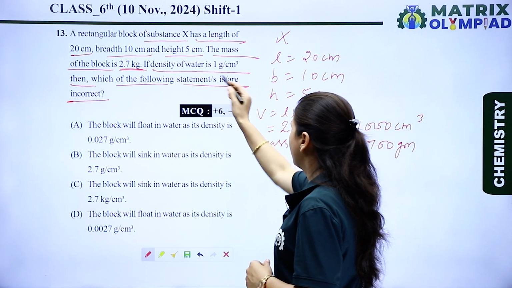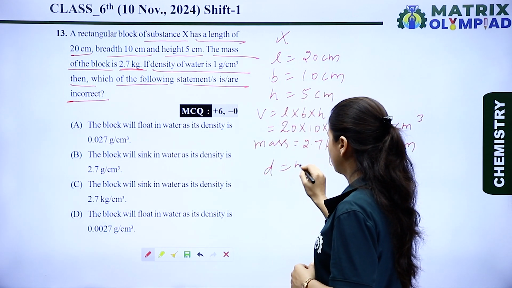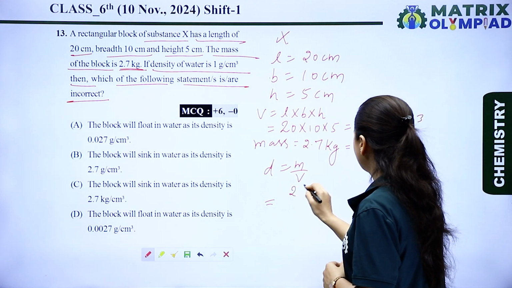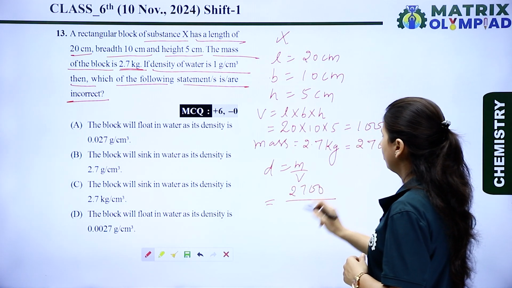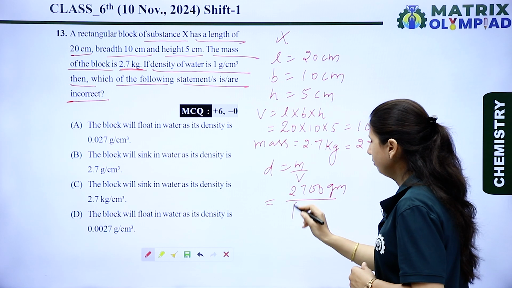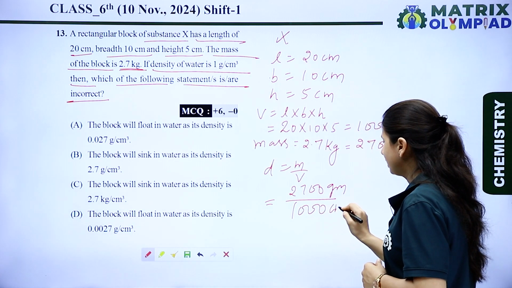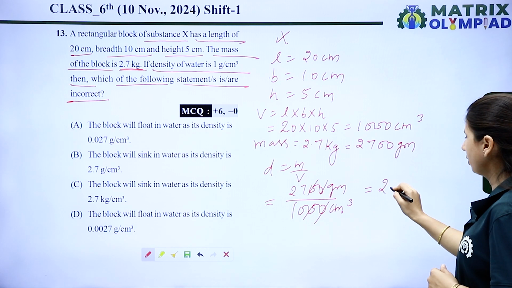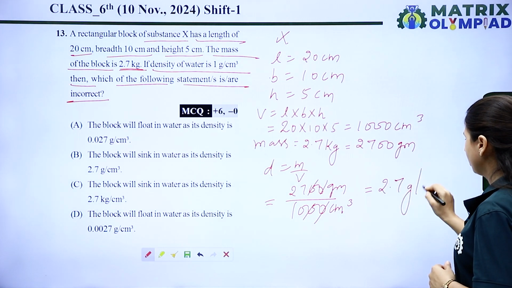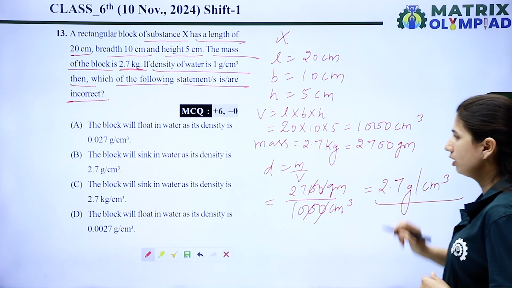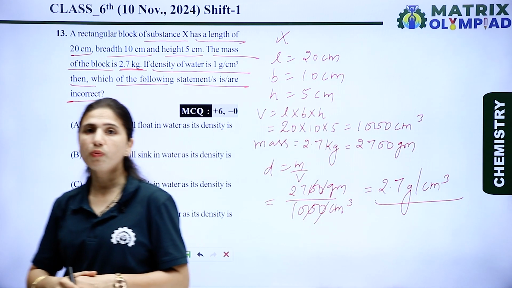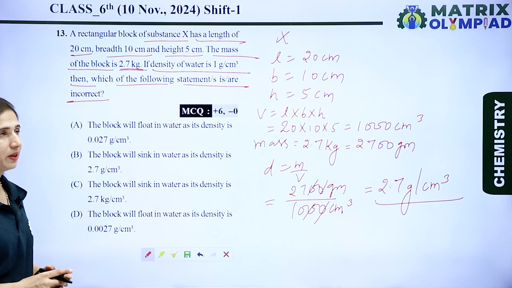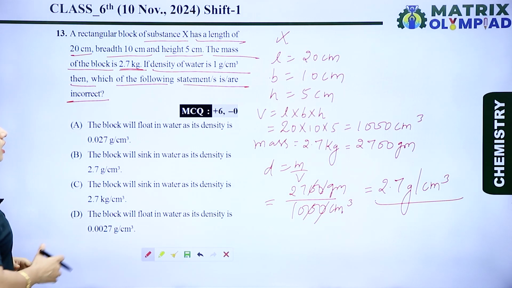Now the next is the formula of density, which is equal to mass upon volume. So the mass of the substance is 2700 gram and the volume is 1000 centimeter cube. When we solve it, it becomes 2.7 gram per centimeter cube. So the density is 2.7 gram per centimeter cube. Now let's see the question again.